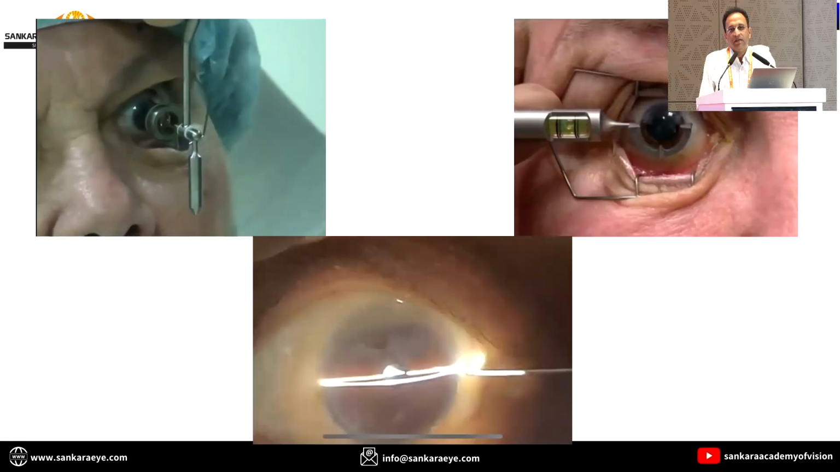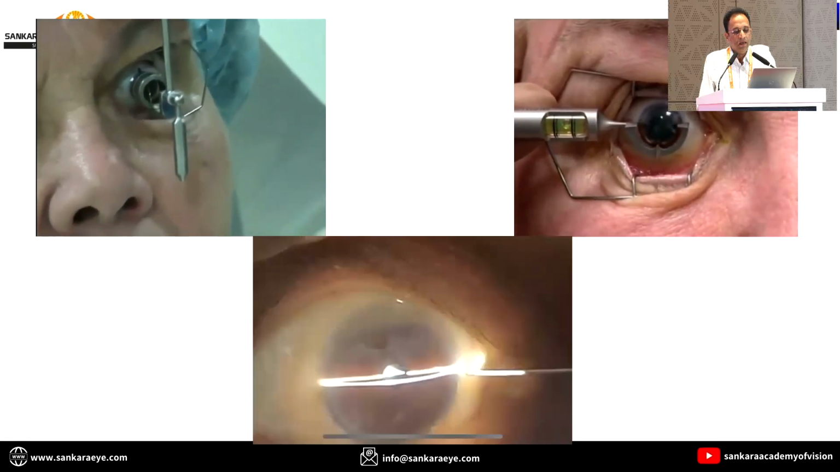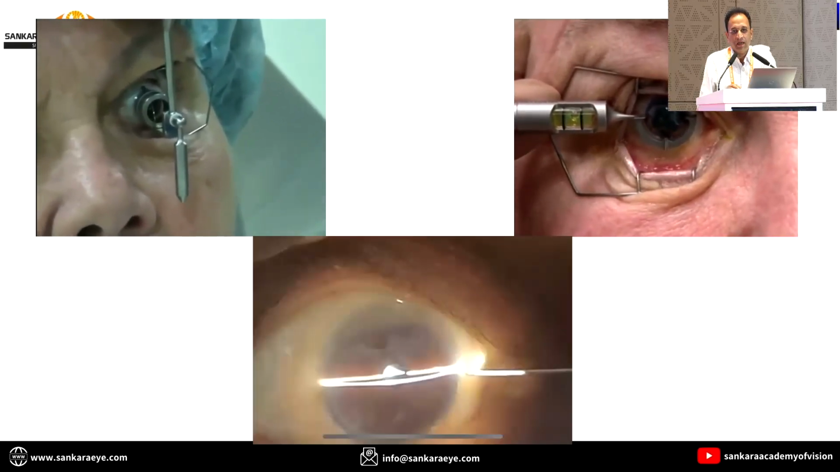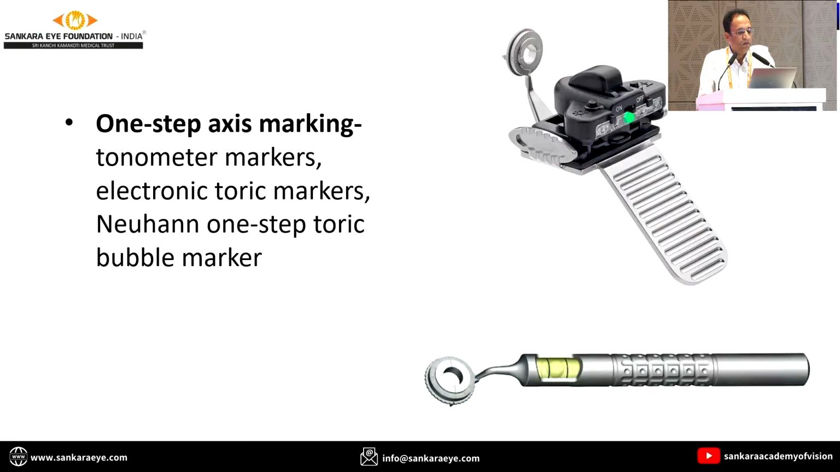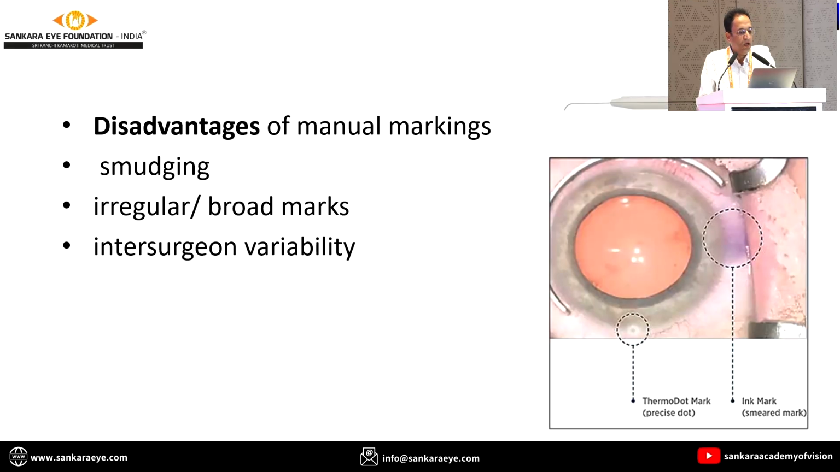The bubble marker effectively is better because you can at least see the orientation. There are many advanced manual markers also. But the disadvantages, yes, there are some disadvantages here. Smudging, especially when you are using the ink. The thick ink smudging often leads to 5 degrees. That is our threshold. The 5 degrees is our threshold. That is where you end up. So you have to ensure.